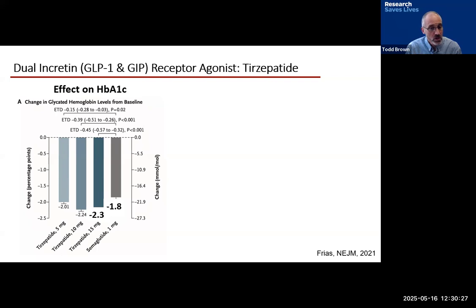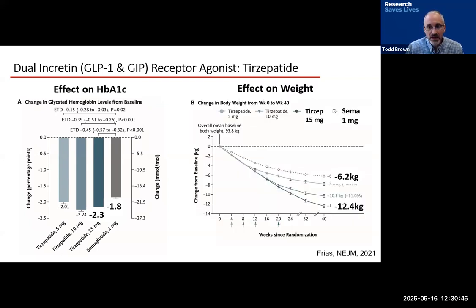Tirzepatide has even better effects on hemoglobin A1C. Here you can see tirzepatide versus semaglutide 1 with the hemoglobin A1C lowering effect: 2.3 versus 1.8. And on the effect on weight, you can see the semaglutide led to about a 6.2 kilo decrease in weight among people with diabetes, whereas the 15 of tirzepatide led to about a 12.4.